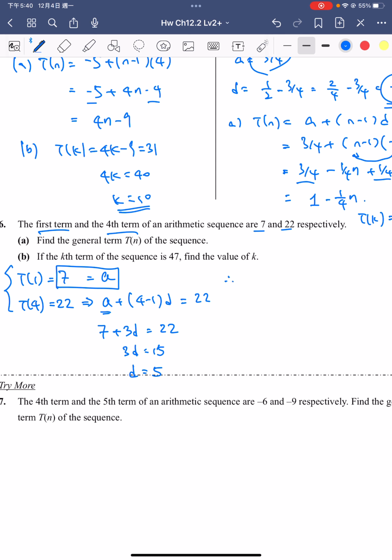Now we can say that Tn is equal to the first term plus n minus 1 times d, which is 7 plus n minus 1 times the common difference, which is 5. Then we have 7 plus 5 times n, giving you 5n, 5 times minus 1 giving you minus 5. Then we combine them, 7 minus 5 giving you 2. So we have 5n minus 2.